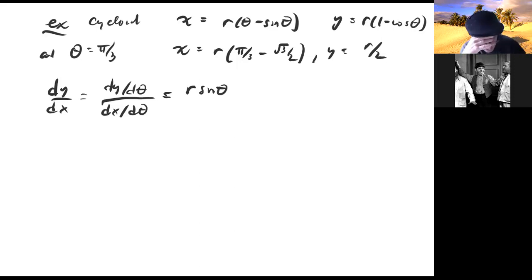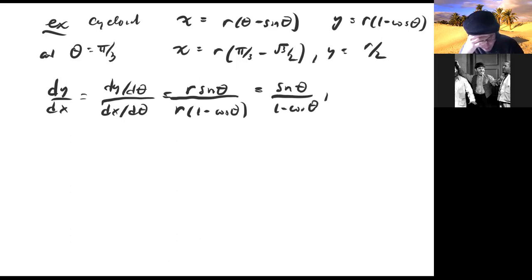That's the numerator, and the denominator is the derivative of x with respect to theta, which is r times 1 minus cosine of theta. So you get sine theta over 1 minus cosine of theta, and we can evaluate this at theta equals pi over 3. This gives the sine of pi over 3, which is radical 3 over 2, divided by 1 minus 1/2. And so you're going to get radical 3. So radical 3 is the slope of our tangent line.